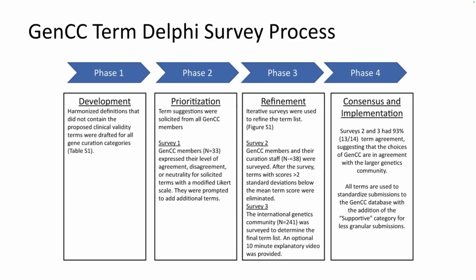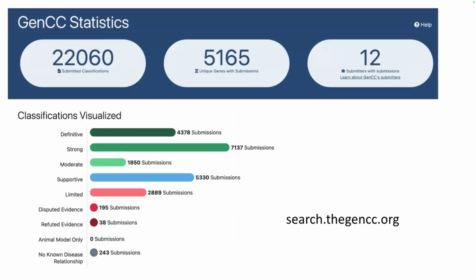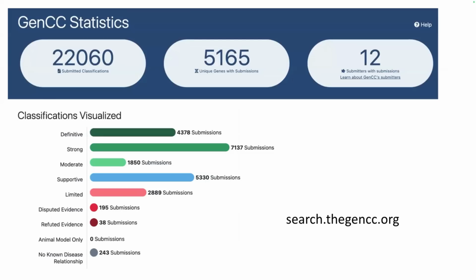So this was a way that we are now able to display thousands of curations on our website using the same terms. So we have 22,000 curations that are displayed using these terms now. And actually many submitters in the beginning only mapped to these terms, but many of the submitters now have gone back and changed entirely to these terms using our harmonized definitions. So that's the first example of standardizing terminology.